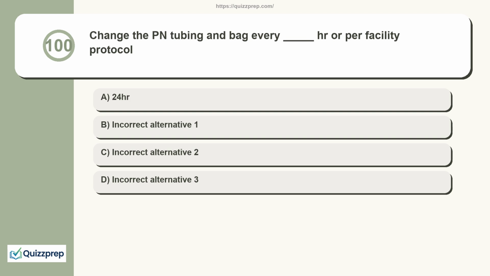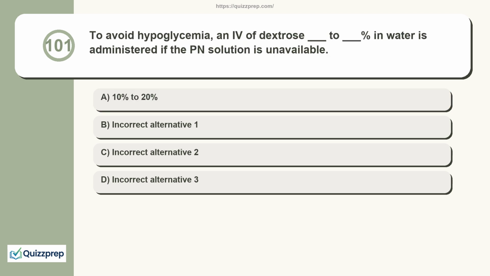Question 100. Change the PN tubing and bag every 24 hours or per facility protocol. Question 101. To avoid hypoglycemia, 10% to 20% dextrose in water is administered if the PN solution is unavailable.